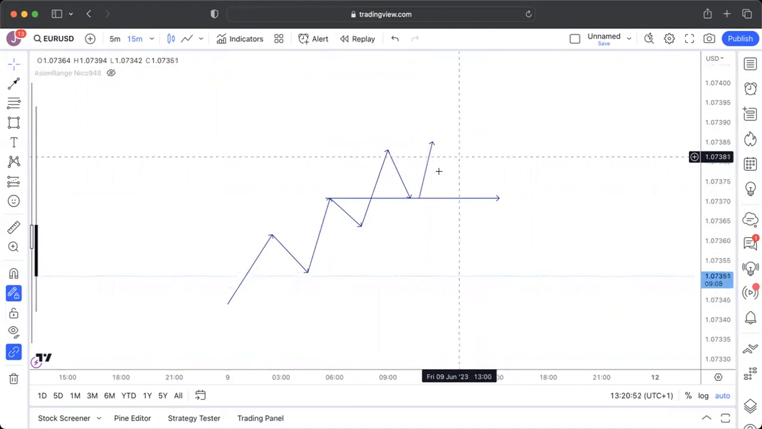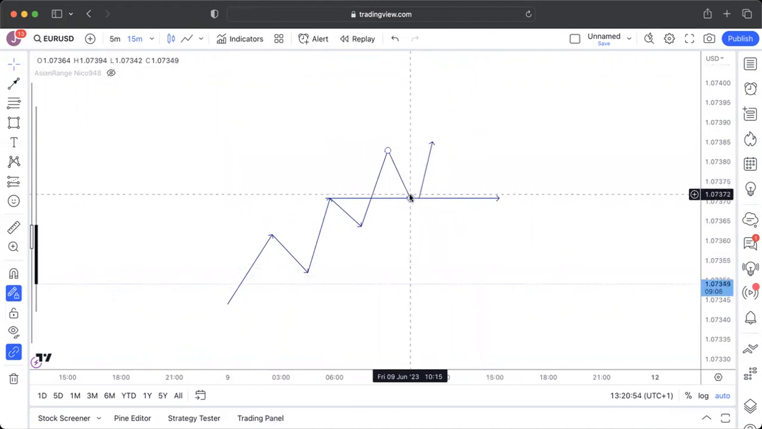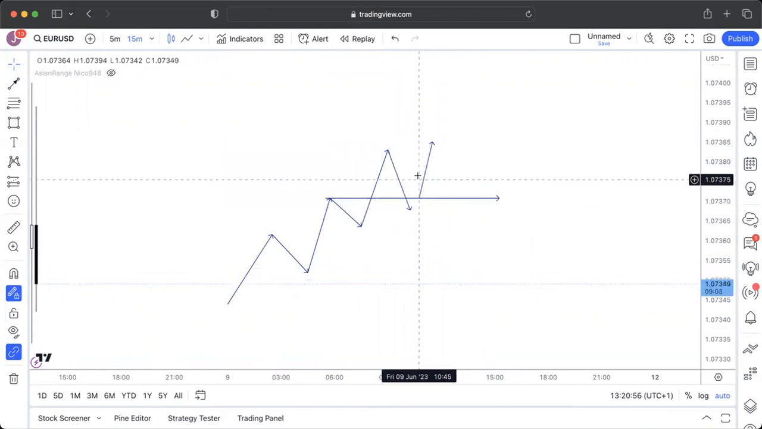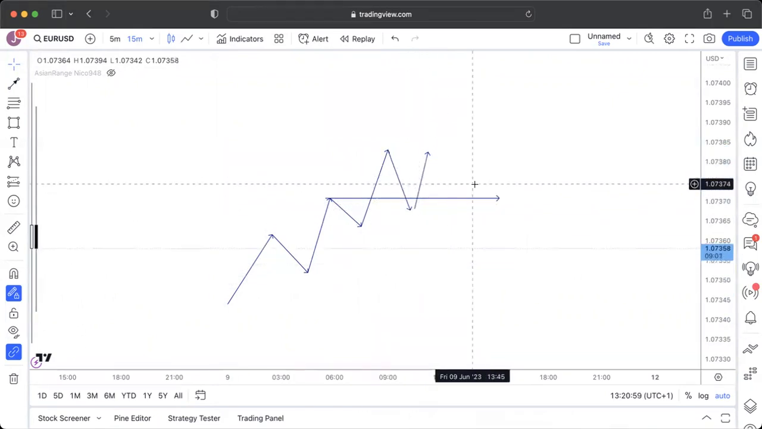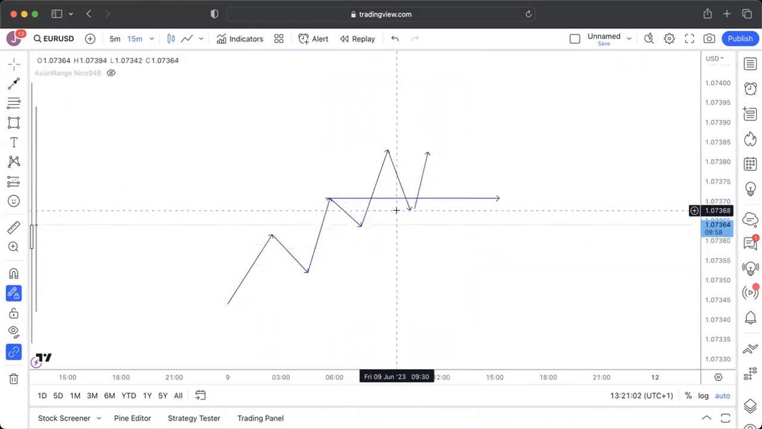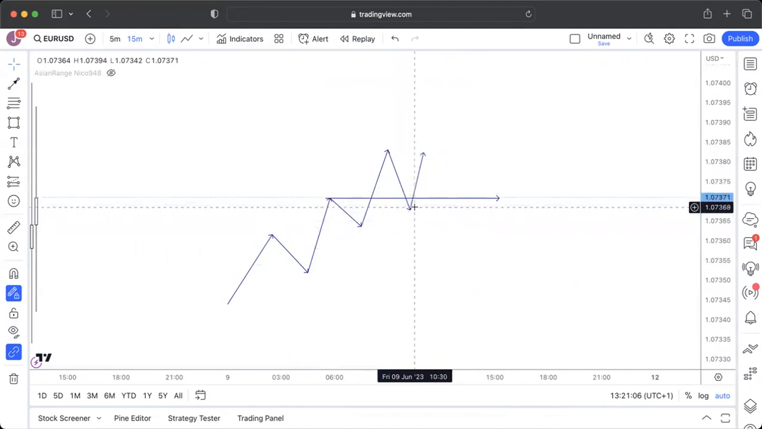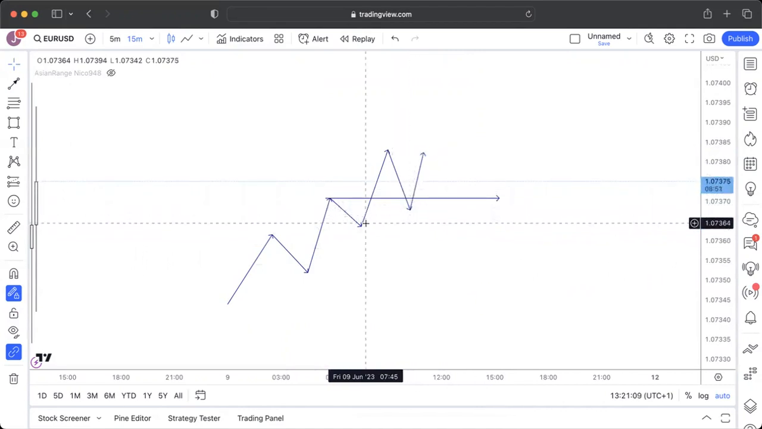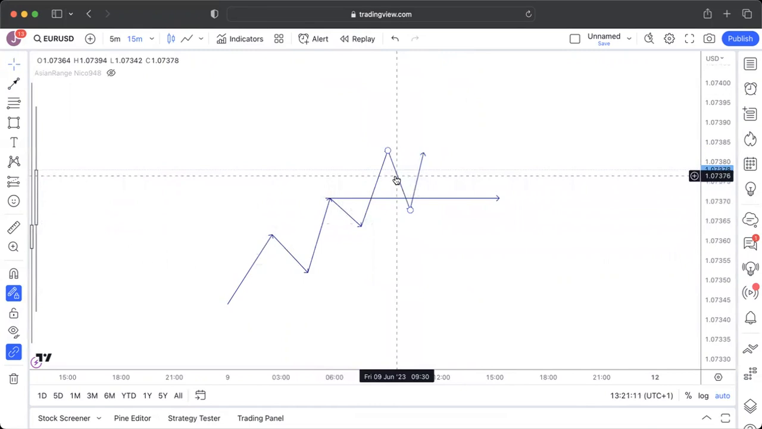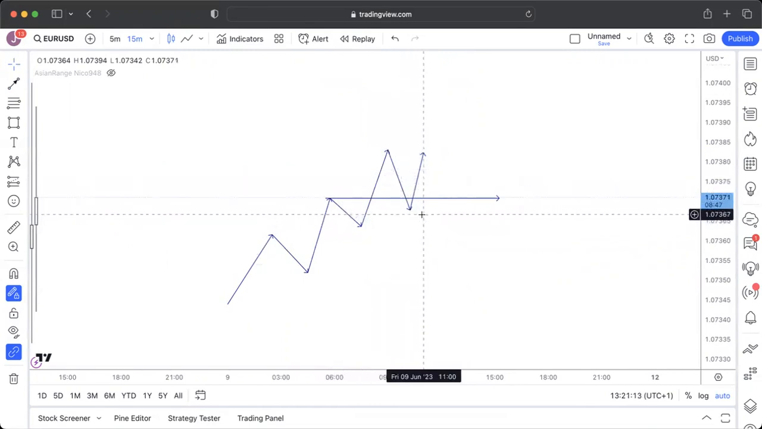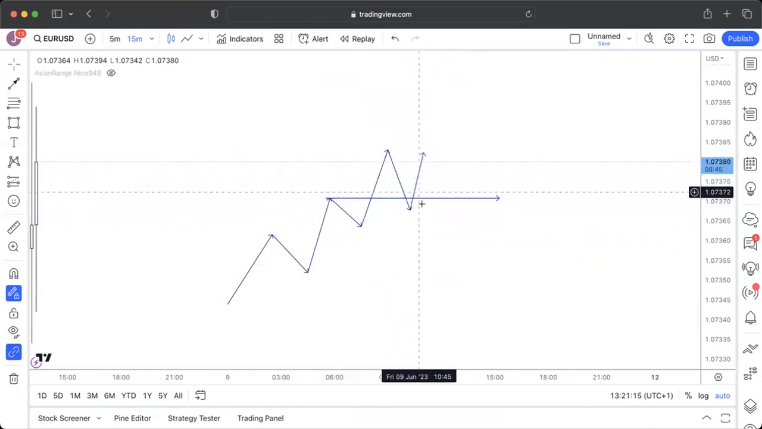So what about if price breaks like this, but comes back to here? Is that still valid bullish structure? Yes, because the retest is still a higher low, isn't it? This low is higher than here. So price has not broken down. It's not formed any bearish structure, meaning this is still valid.